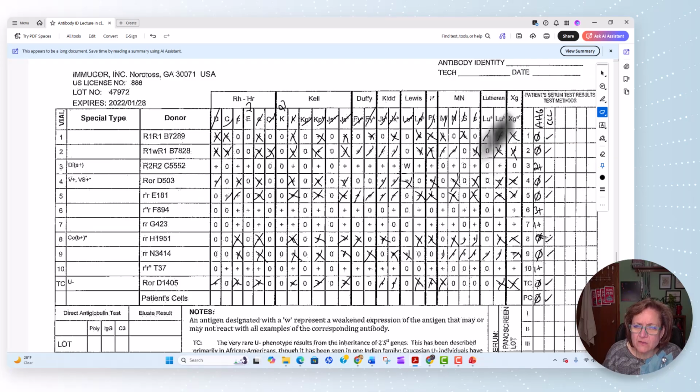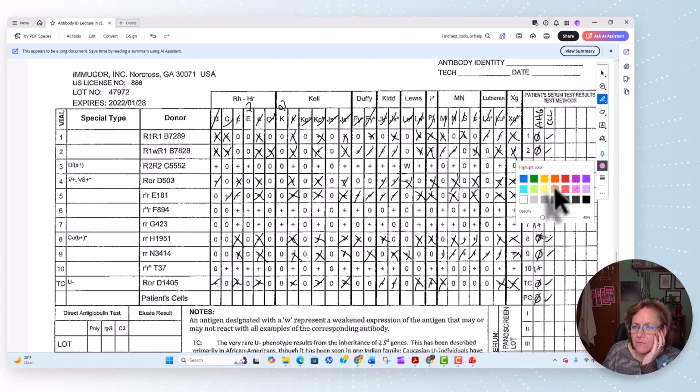Lutheran A is a low frequency, so you only need heterozygous and you only need 1, but I got 2 there, so we're good. Got 2 Lutheran Bs and plenty of XGAs. So all we have left on this panel, let's pop this little thingy doohickey here, is my E. Why didn't that work?